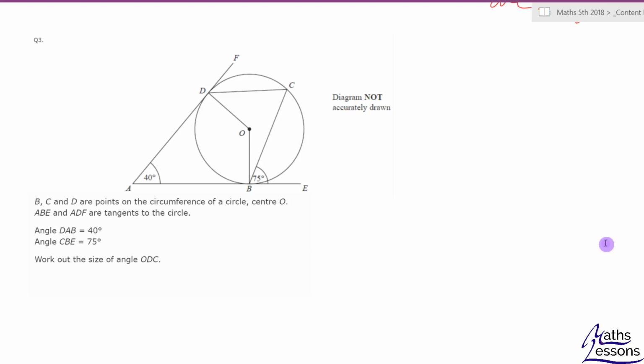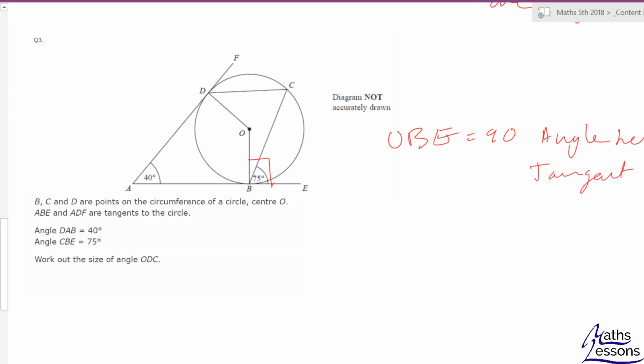So we've got angle DAB is 40, angle CBE is 75. Right, so we know this angle here is a right angle. Okay, so we know OBE equals 90, and that is angle between tangent and radius. Tangent and radius equals 90. So we know that's 90. So therefore, this angle here is equal to 90 minus 75, which gives 15. So we know that's 15.